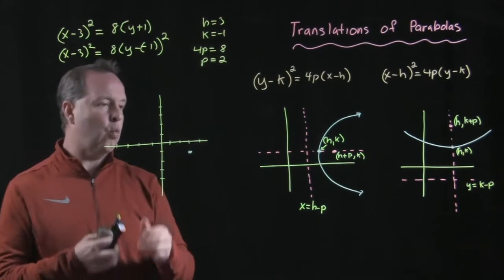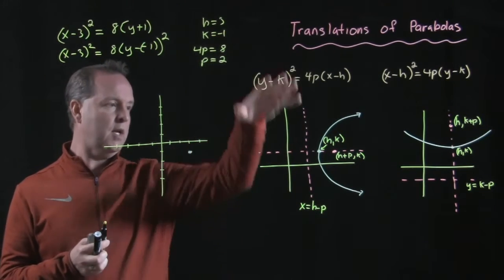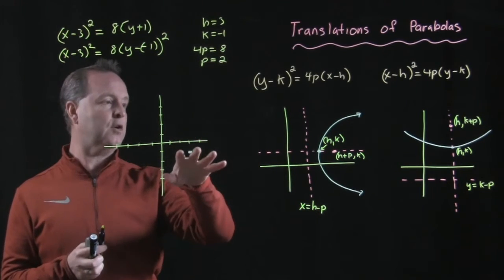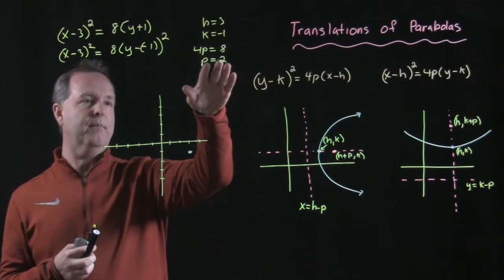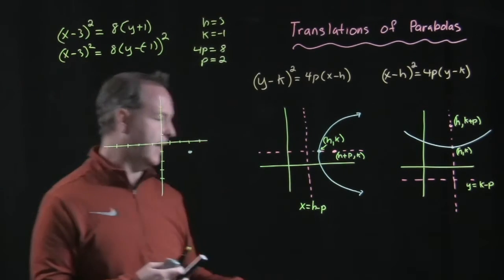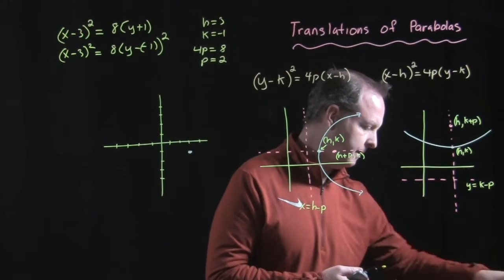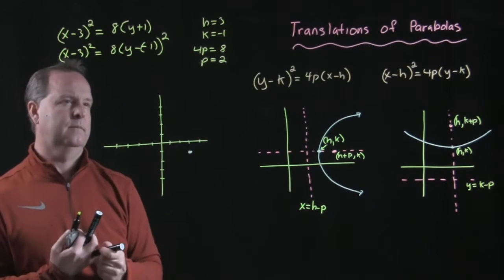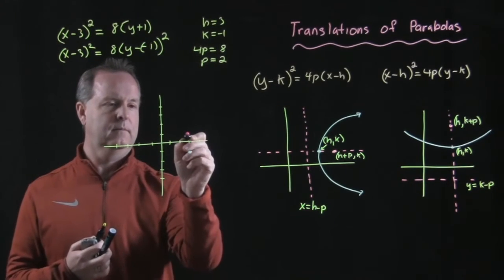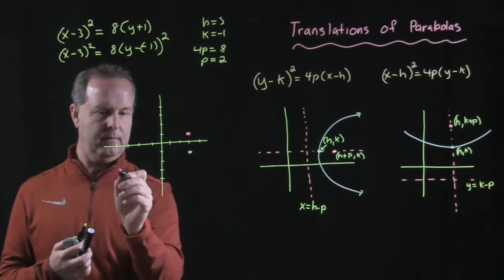Now to look at where I have some particular points. So my focus is at 2 units. Since I know it's a vertical parabola, my focus is 2 units up, so let's draw the right color here. Which means my directrix is 2 units down.